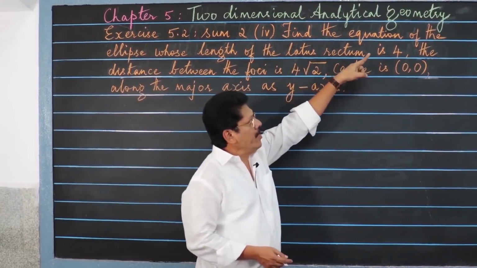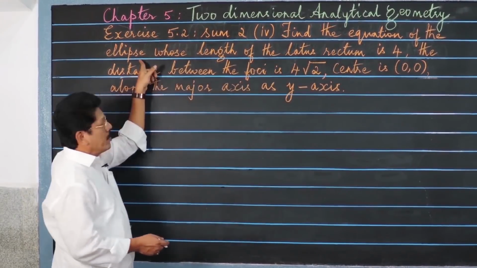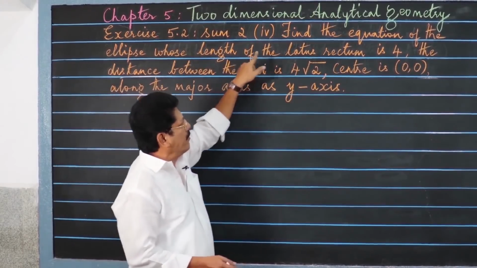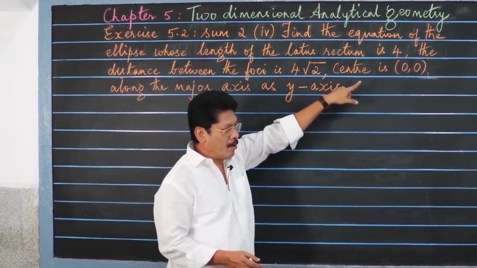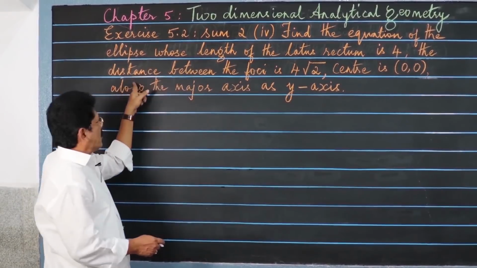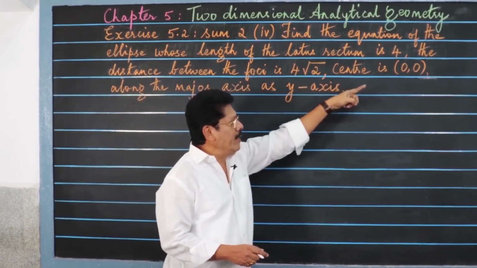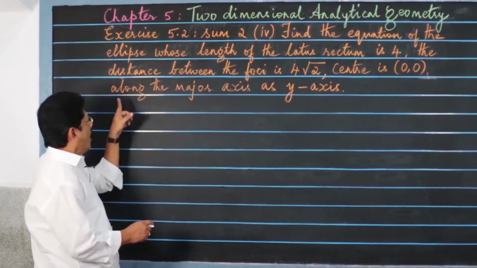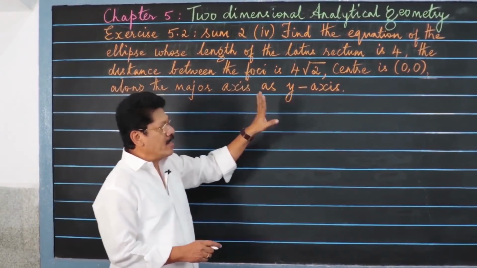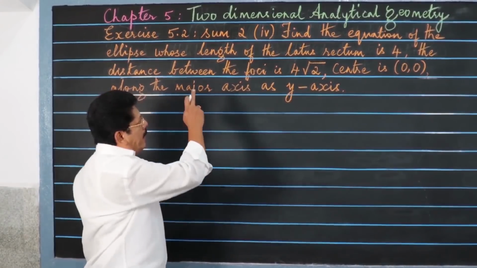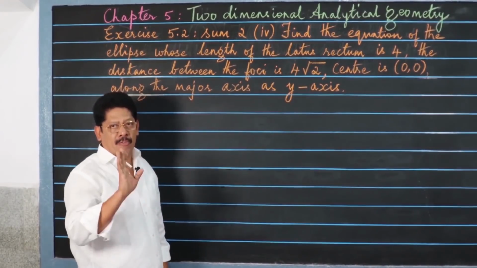Find the equation of the ellipse whose length of the latus rectum is 4. The distance between the foci is 4 root 2. Center is 0, 0 along the major axis as y-axis. The length of the latus rectum is given as 4.